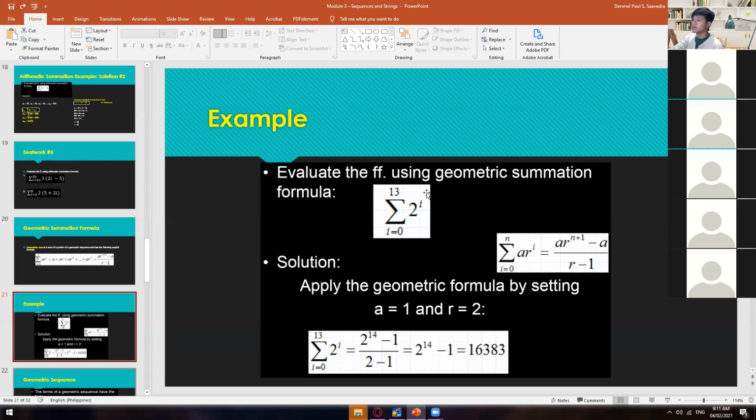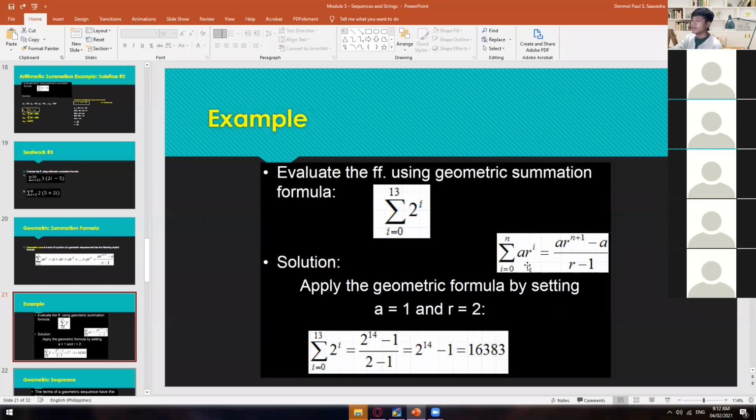Evaluate the following using the geometric summation formula. We have here starting from 0 and then up to 13, and then we have this given formula, 2 raised to i. You can either use this one or you can do it manually, since there's only 13, actually 14 terms. But why make it longer when we have the shorter solution? So just use this formula and substitute the corresponding values.